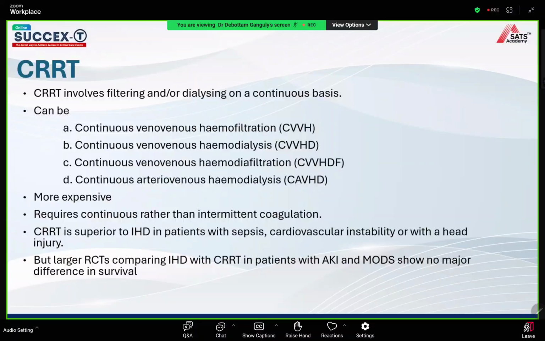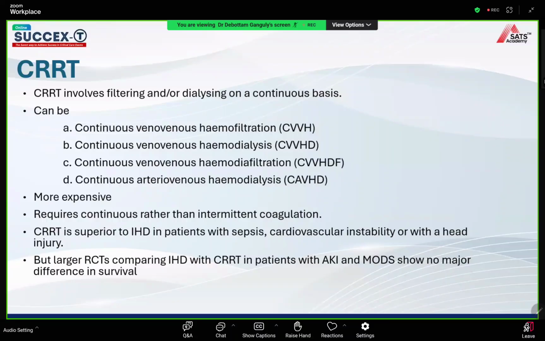So now come to CRRT, continuous renal replacement therapy, which involves filtering and/or dialyzing on a continuous basis. As I discussed earlier, the continuous veno-venous hemofiltration, continuous veno-venous hemodialysis, continuous veno-venous hemodiafiltration, and continuous arteriovenous hemodialysis are the most commonly used techniques. These are much more expensive than intermittent hemodialysis and require continuous rather than intermittent anticoagulation.